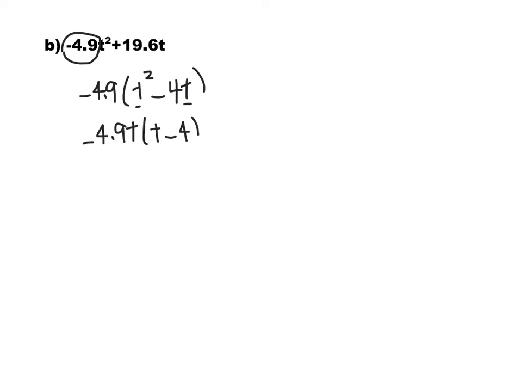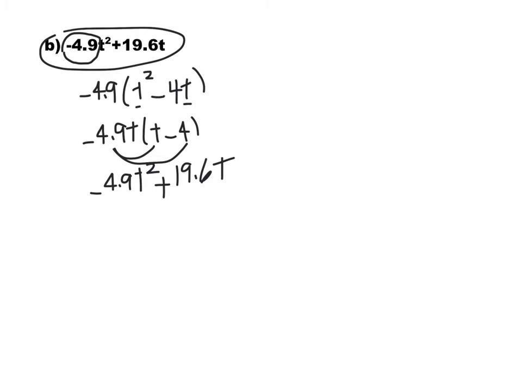If I distribute this one inside just to check, I get negative 4.9 t squared. Negative times negative gives me positive. 4 times 4.9 is 19.6, and then t, which is again exactly like before.